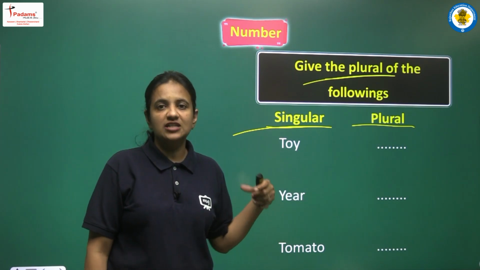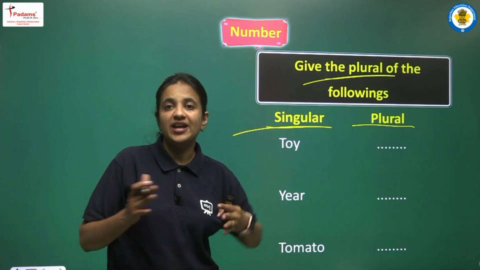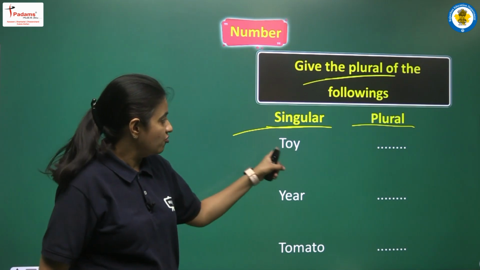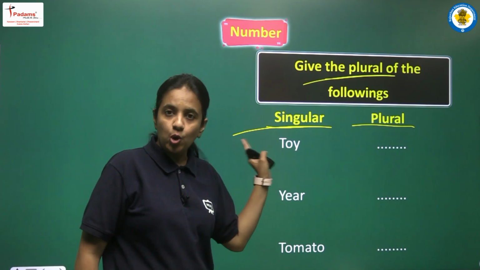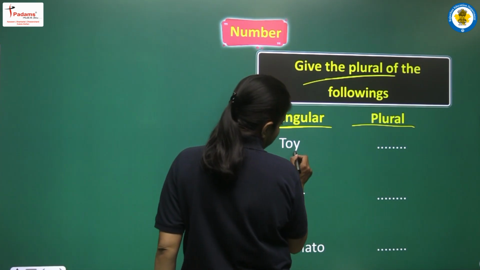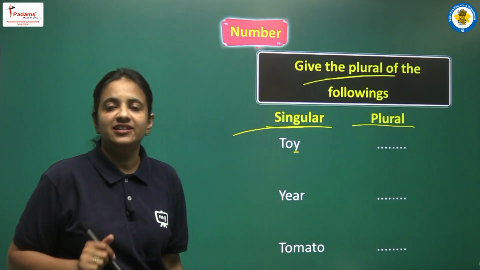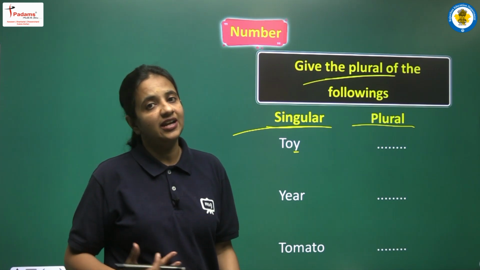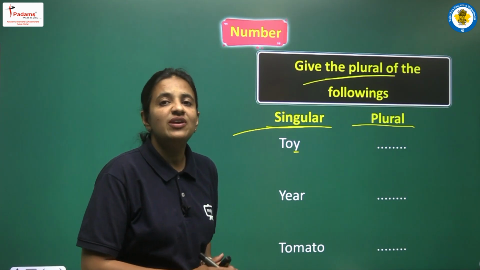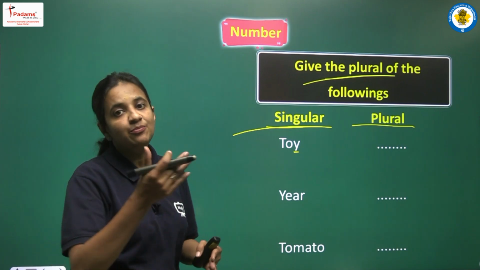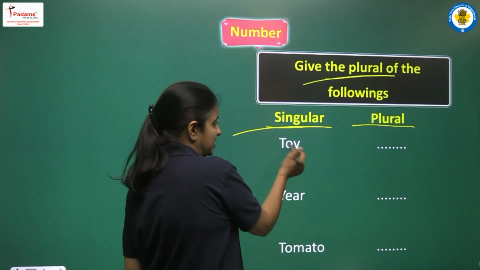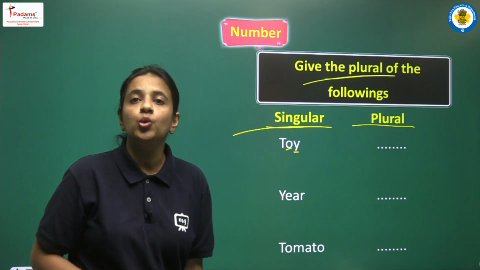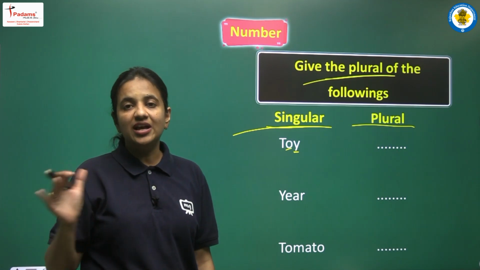We have to focus on the spelling, because according to that we have to apply the rules. So what is the spelling? The spelling is T-O-Y. Look at the last letter. The last letter is Y. And we had one more condition in our rule, that we have to see what letter is there before Y. Now we can see that before Y we have O, and O is one of the vowels.